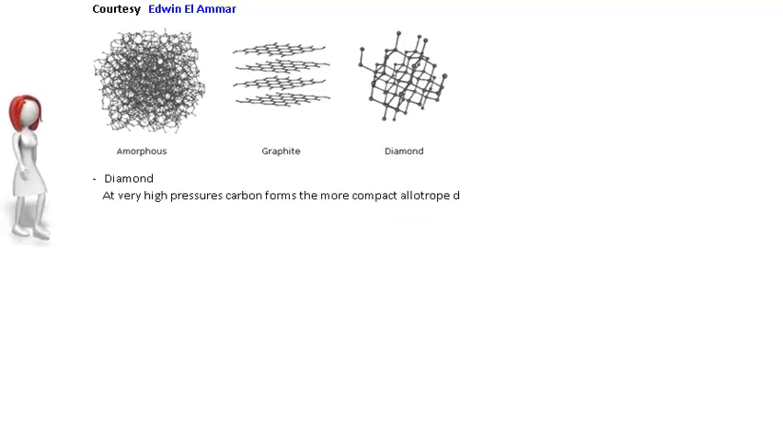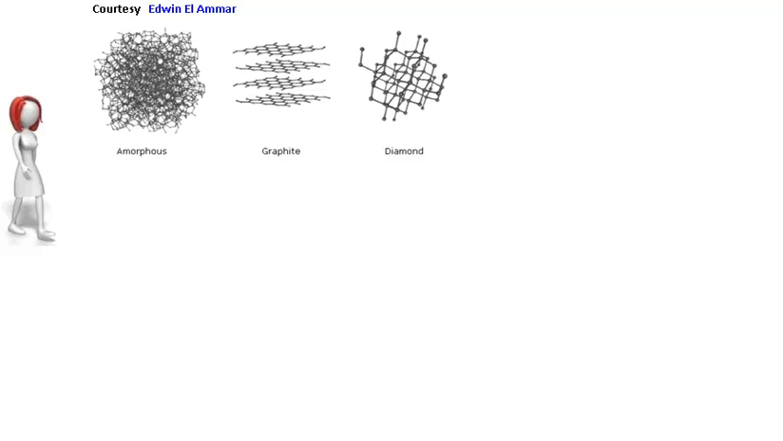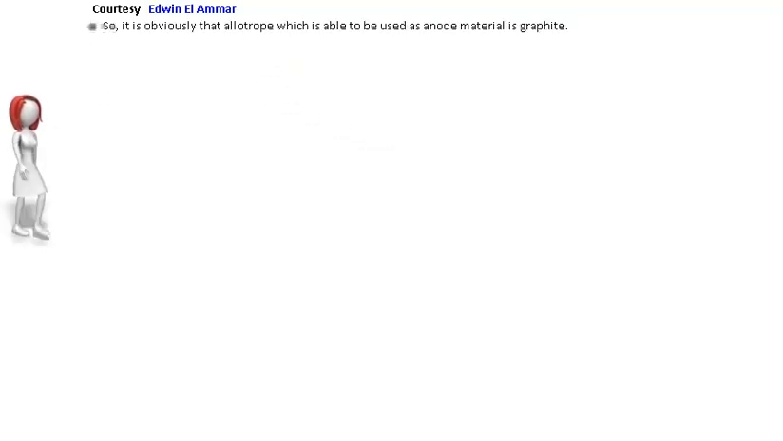Diamond. At very high pressures, carbon forms the more compact allotrope, diamond. Here, each atom is bonded tetrahedrally to 4 others, thus making a three-dimensional network of puckered six-membered rings of atoms. That's why diamond is an excellent electrical insulator. So, it is obvious that the allotrope which can be used as anode material is graphite.